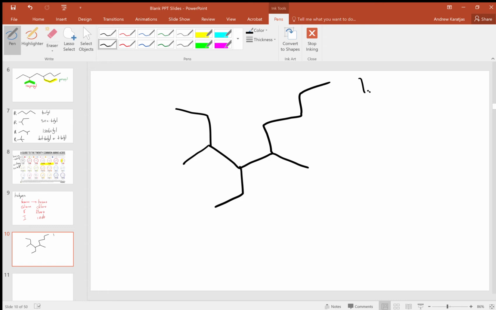So step one, find what we call the parent alkane. The parent alkane is the longest continuous chain within the molecule. Sometimes I find a good way to think about it is what's the longest chain you can trace in the molecule without lifting your pencil. In some cases it's very obvious. In other cases it's more complicated.